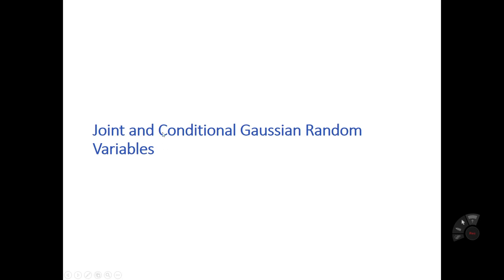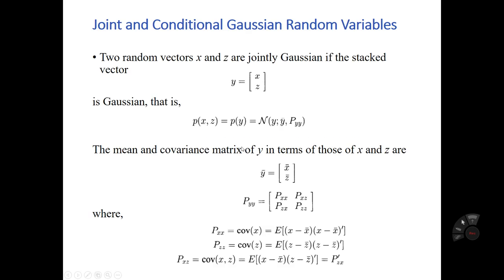Now, joint and conditional Gaussian random variables. Note that the previous lecture and today's lecture are very important, and we will apply all this content and knowledge in the object tracking system. So this review is very useful for upcoming lectures. Now, joint and conditional Gaussian random variables.